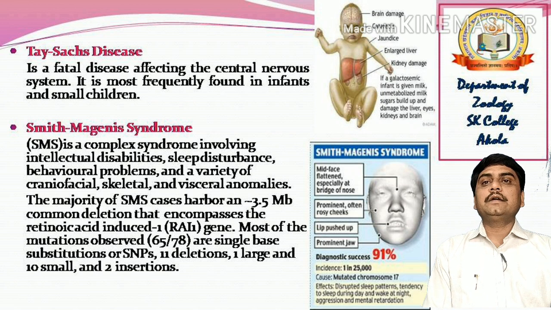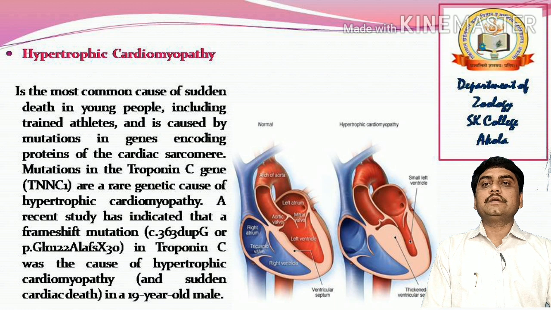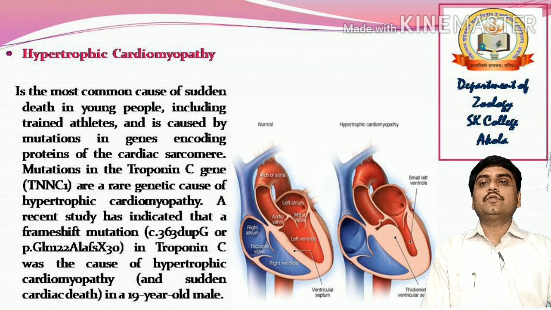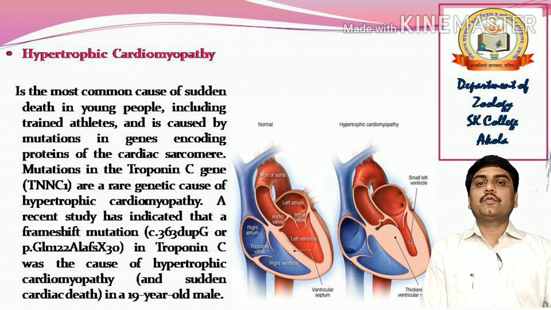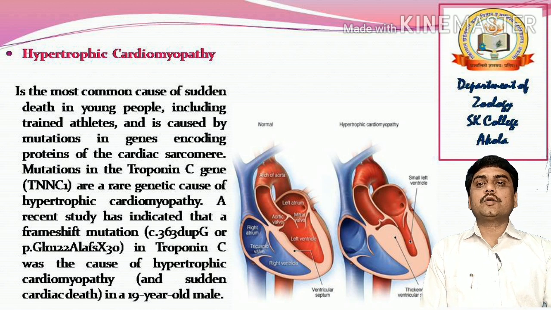Then again, a disease associated with frameshift mutation is hypertrophic cardiomyopathy. It is the most common cause of sudden death in young people, including trained athletes, and is caused by mutations in the genes, including proteins of the cardiac sarcomere. Mutations in the troponin C gene TNNC1 are a rare genetic cause of hypertrophic cardiomyopathy.